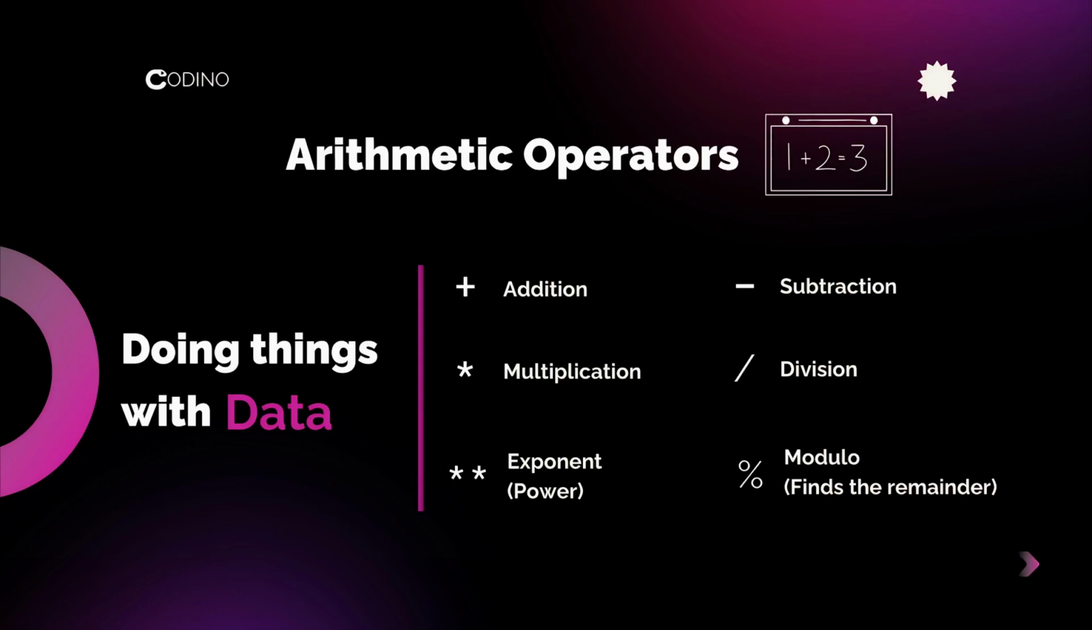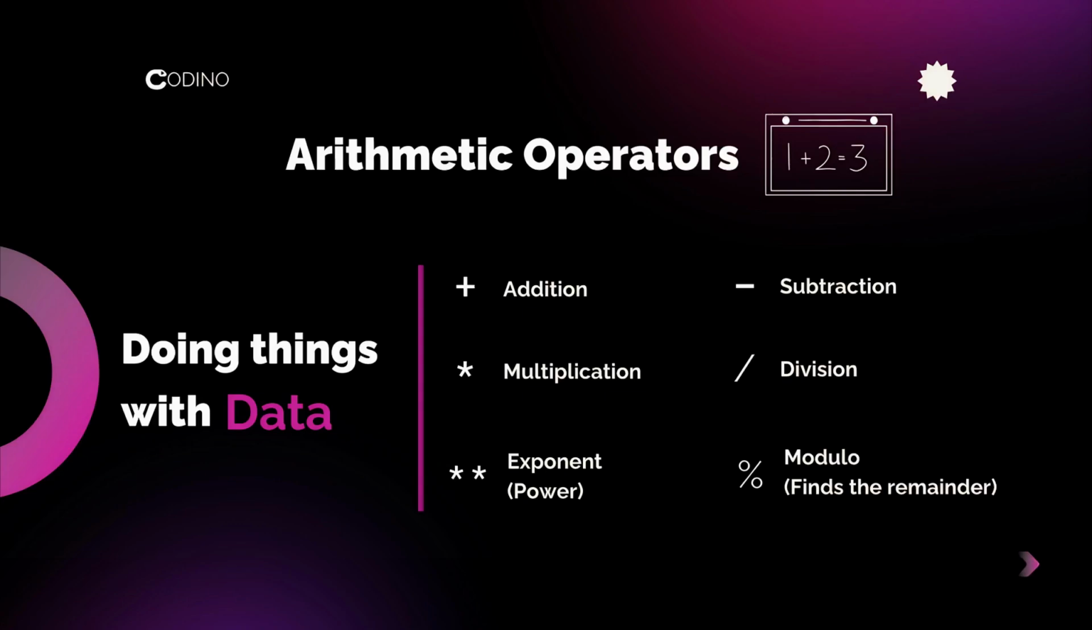So, Python can handle basic math. Addition, subtraction, multiplication, division, basically all the stuff you learned in school. We've got addition with the plus sign, subtraction with the minus, multiplication, which is that little asterisk, and division with the slash. But Python also has some, well, let's call them superpowers, which are, First, the exponent, which is just 2 asterisks. This is for raising a number to a power. So 2 ** 3 is 2 to the power of 3, which is 8.